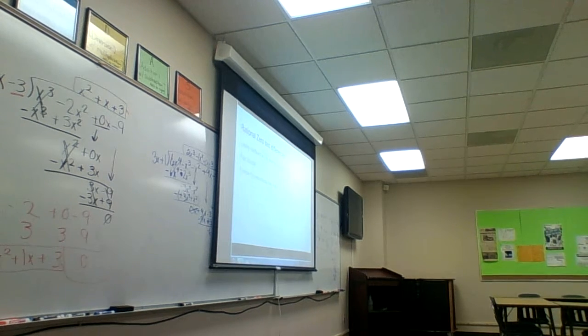Does the same thing. Factors of 3, which is the constant, over factors of 2, which is the leading coefficient. So factors of 3, you'd have positive, negative 1, positive and negative 3, positive, negative 1/2, 1 over 2, and positive or negative 3/2, 3 over 2. Okay.